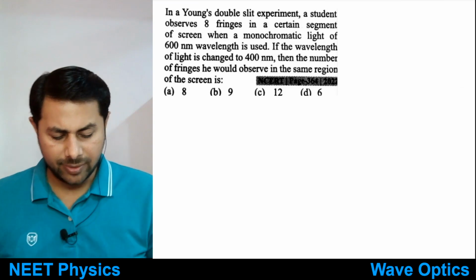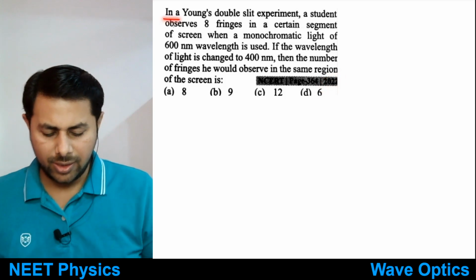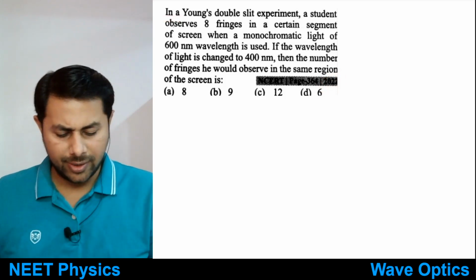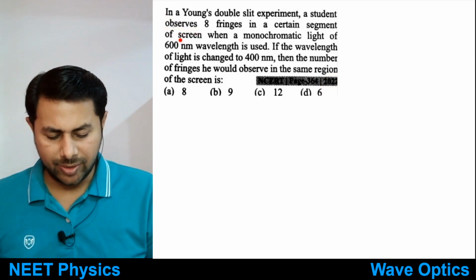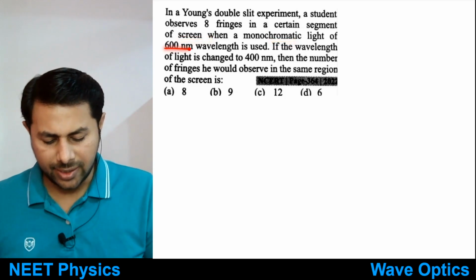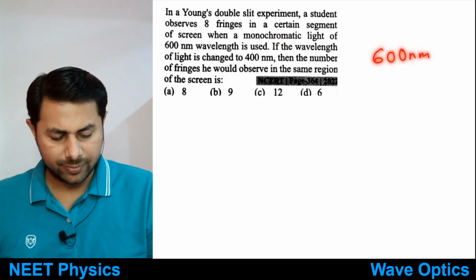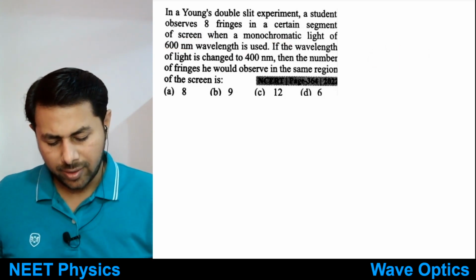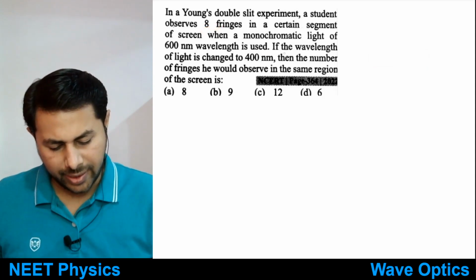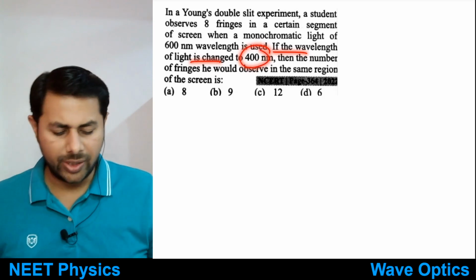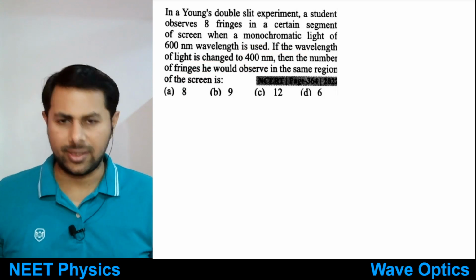All right, let's see the next one. This is from NEET 2022. In a Young's double slit experiment, a student observes 8 fringes in a certain segment of the screen where monochromatic light of 600 nanometer wavelength is used. If the wavelength of light is changed to 400 nanometers, then the number of fringes he would observe in the same region of the screen is. This is the question.